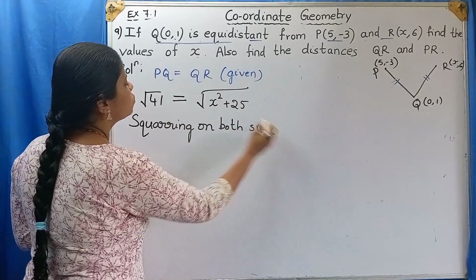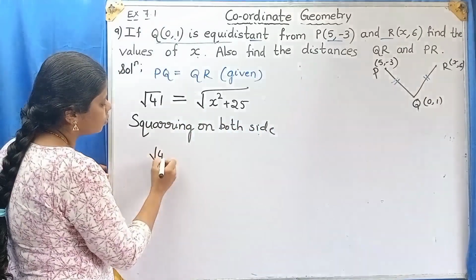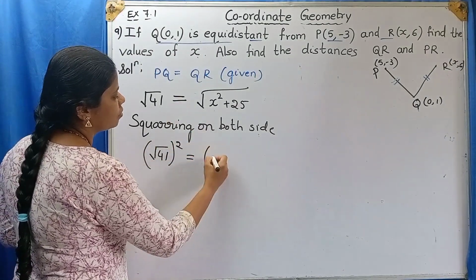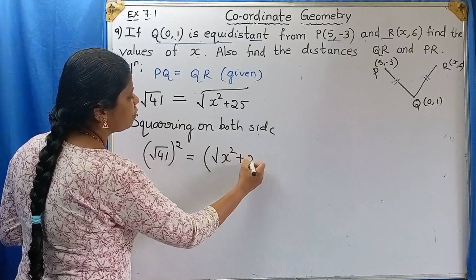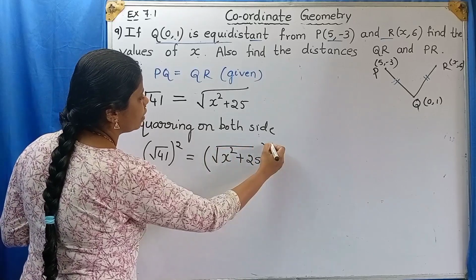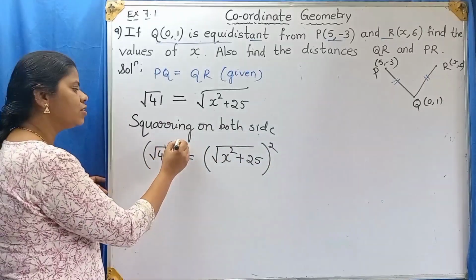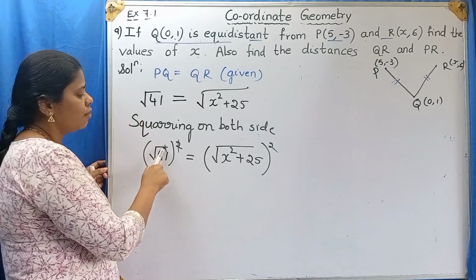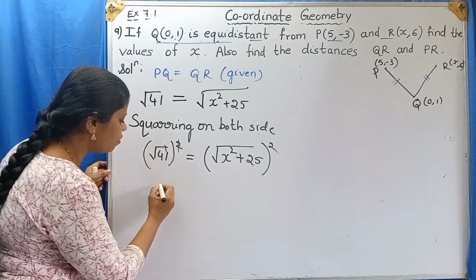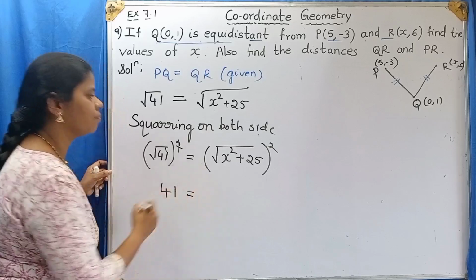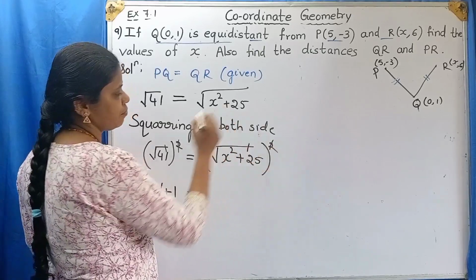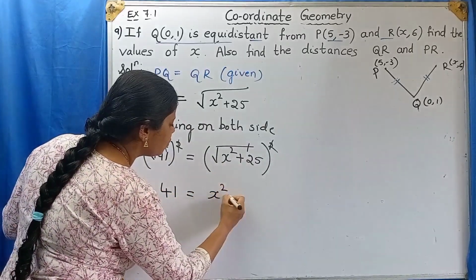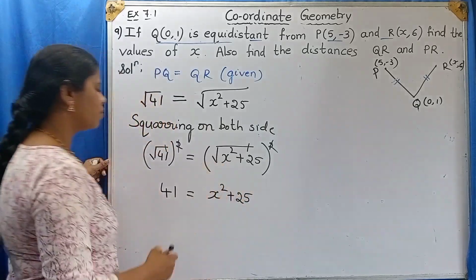To remove the square root: square root of 41 the whole square is equal to square root of x square plus 25 the whole square. See here, this square root and square will get cancelled because the value of square root is 1 by 2. Therefore, it will get cancelled. What will remain? 41 is equal to x square plus 25. Okay.